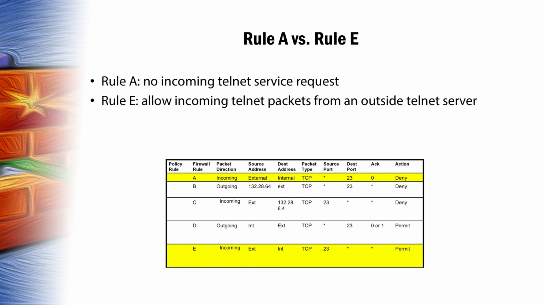So you may be wondering, didn't we put Rule A as not allowing telnet requests? The distinction between Rule A and Rule E is that Rule A doesn't allow any requests from the outside to come inside, but Rule E will allow the packets to come back into the network after a request has been made.